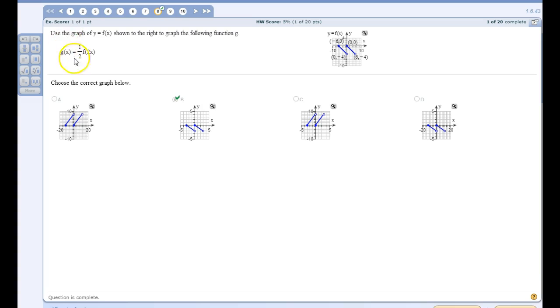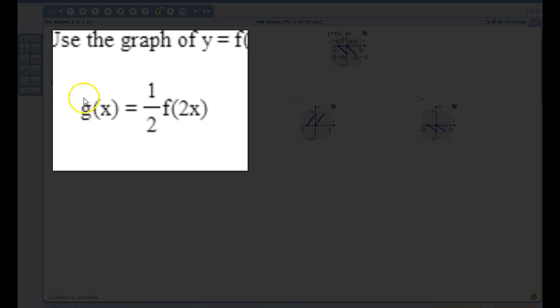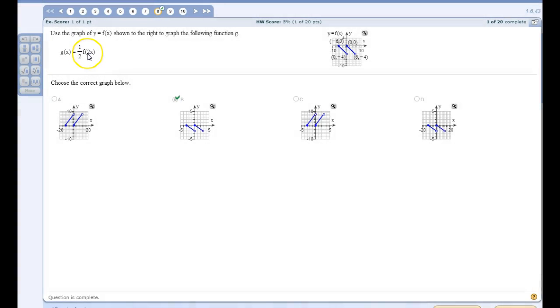This question is about knowing how to do vertical and horizontal compressions and what does what. Basically, whatever number is in front of x, you divide the original x-coordinates by. Whatever number is in front of f when you do these types of problems is what you multiply the y-coordinates by. So divide the x-coordinates by this number, multiply the y-coordinates by this number.